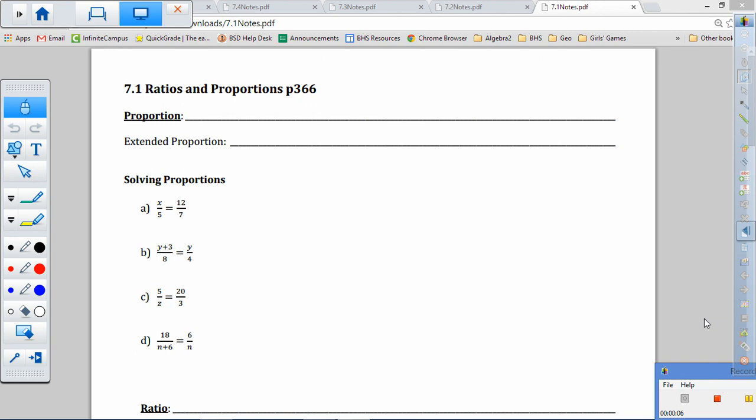Okay? So that is solving proportions. We just simply cross-multiply. As I was saying at the very beginning of the lesson, each one of those fractions is considered a ratio. So let's now define ratio a little bit better. I'm going to clear the screen, and I'm going to scroll my paper up.